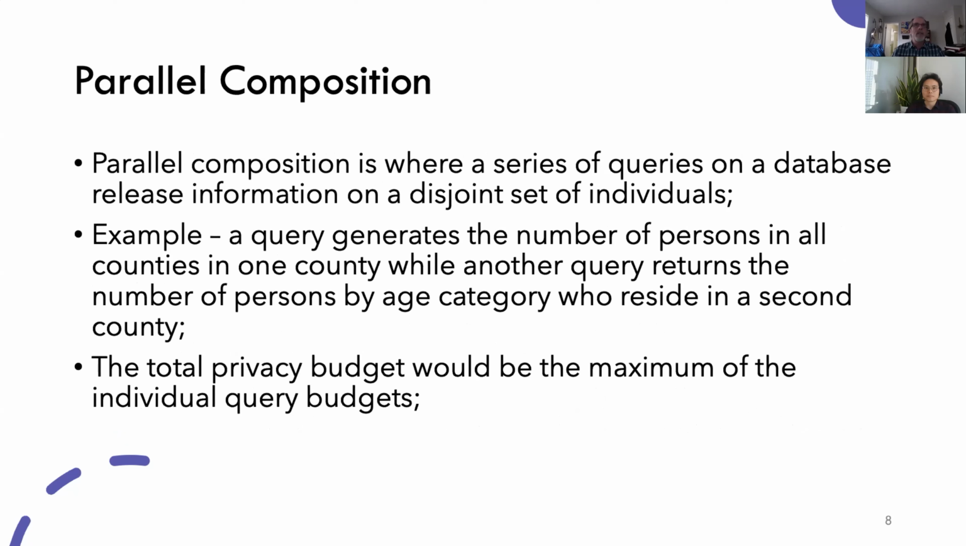Parallel composition. Now this happens when there's a series of queries on a database that releases information on a disjoint set of individuals.